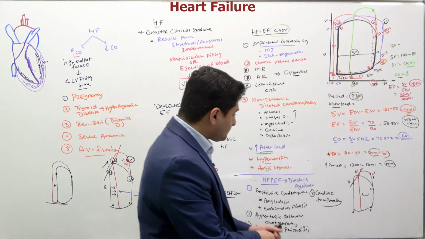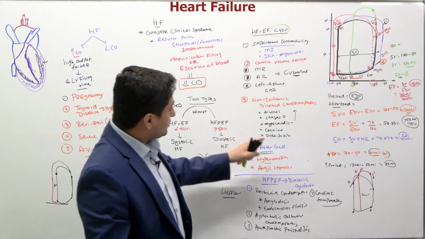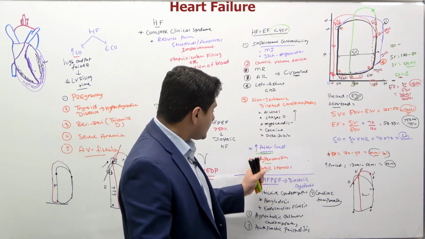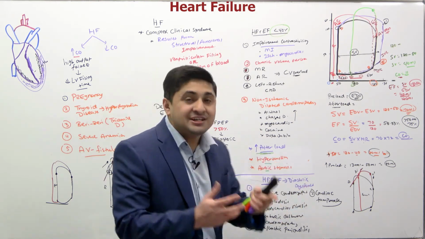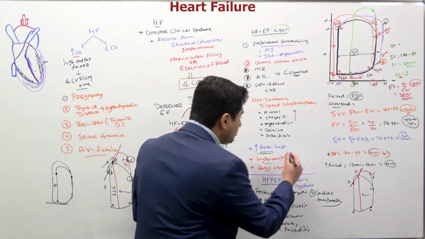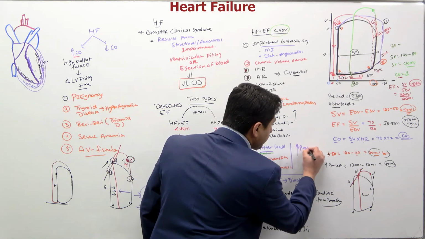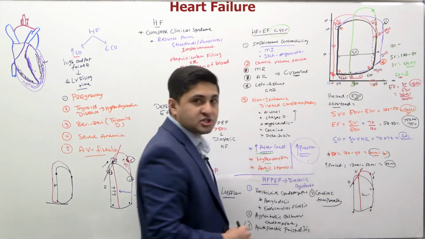Okay? Now, in aortic stenosis or let's just say severe chronic hypertension, there's an increase in afterload. That means that this is a problem with what? This is a problem with the pressure. Okay? This is a problem with the pressure.